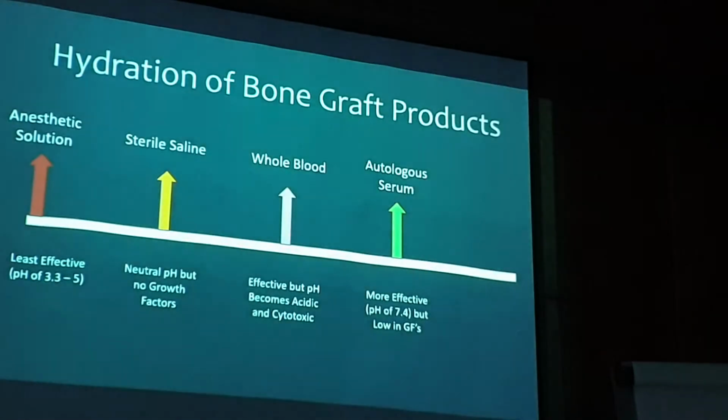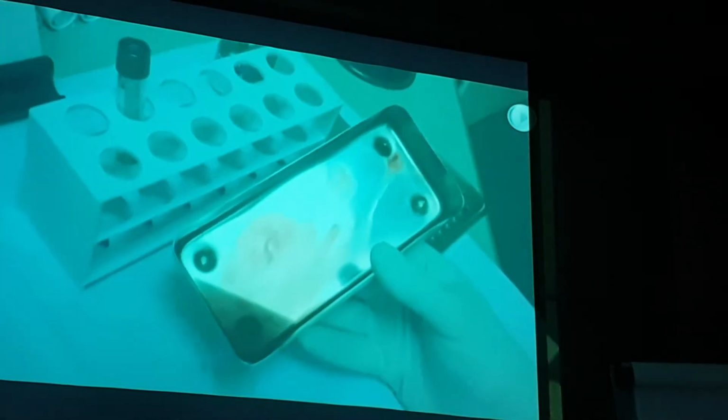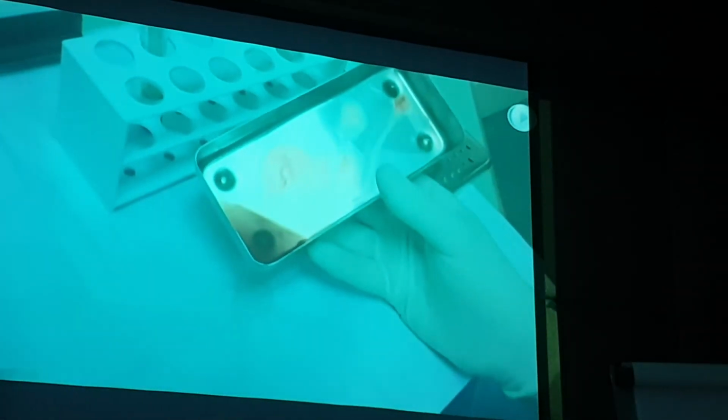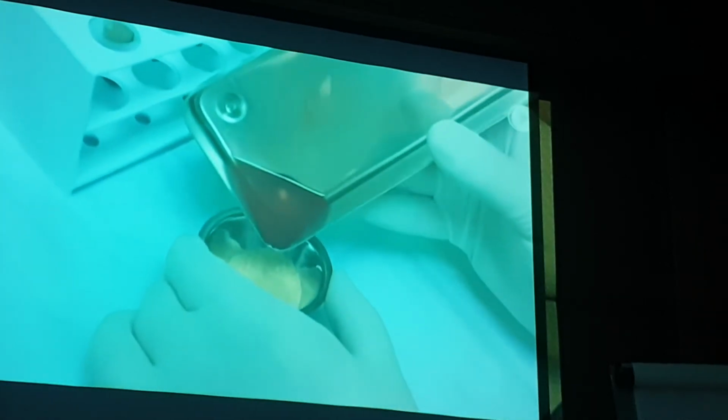Excuse me. You said that it was a hydrated graft, and the graft before you added the... It wasn't hydrated, it was just particulate. Right. Let me go back here. You see, in the dampen dish is just particulates, it's dry. Now we're adding the serum from the serum box.